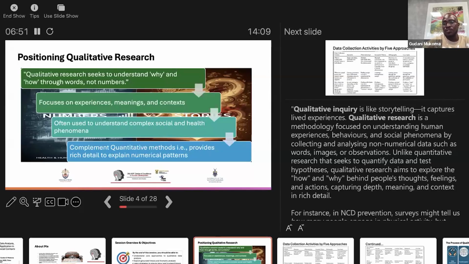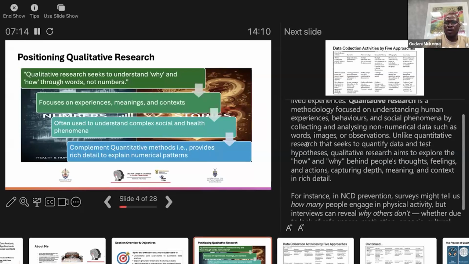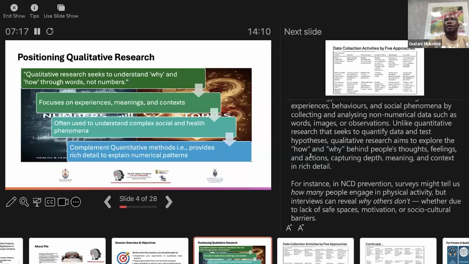So unlike quantitative research that seeks to quantify data and test a specific hypothesis, qualitative research aims to explore the how and the why behind people's thoughts, feelings, and actions, and therefore leading to capturing more depth, meaning, and context in much more richer detail. And this is very important for us if we want to understand why certain things are occurring or happening in much more detail.